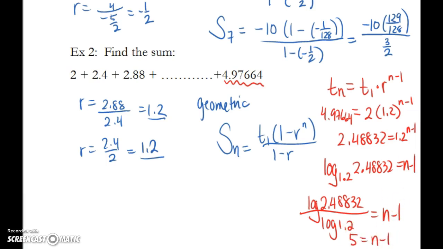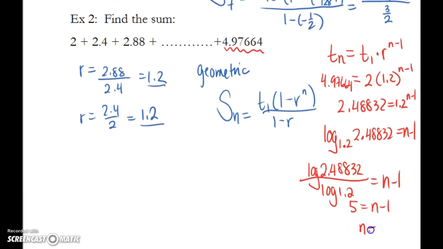Now if you get a decimal for n, you know you've done something wrong, because n is a counter for our terms, and so those are going to be positive integers. So n is equal to 6 here. Alright, now we have enough information to plug into our formula. So we're finding the sum of the first 6 terms.